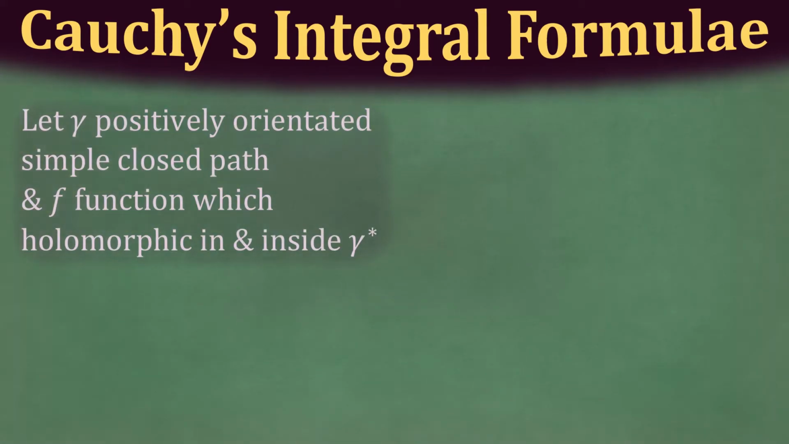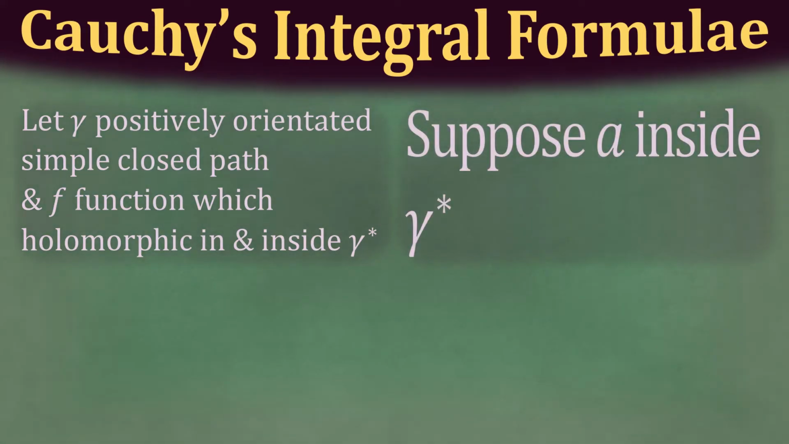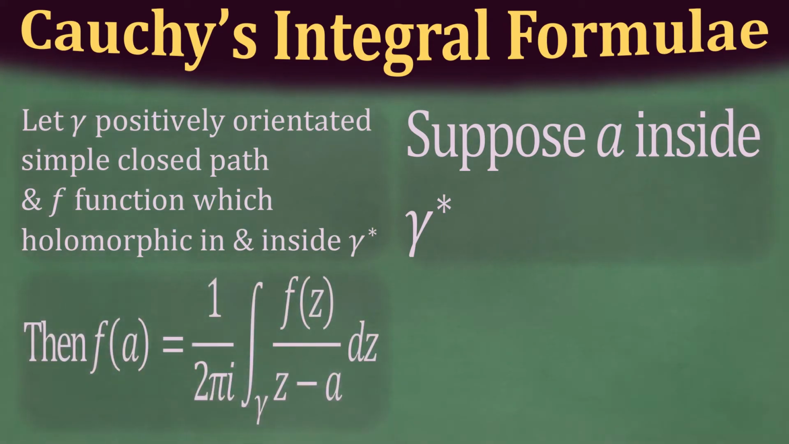Let gamma be a positively oriented simple closed path, and let f be a function which is holomorphic in and inside gamma star. Suppose a is inside gamma star. Then f of a is equal to 1 over 2 pi i times the integral over gamma of f of z divided by z minus a dz.